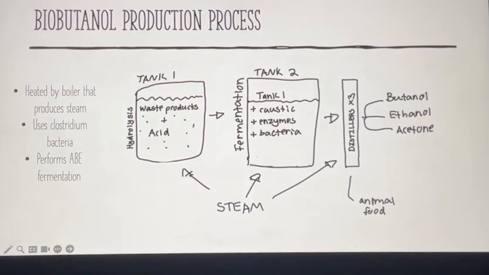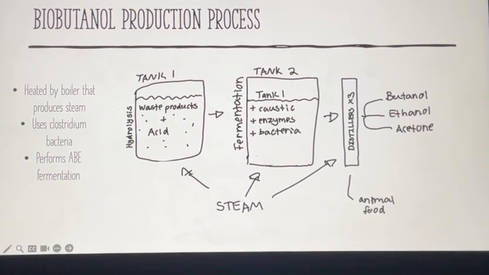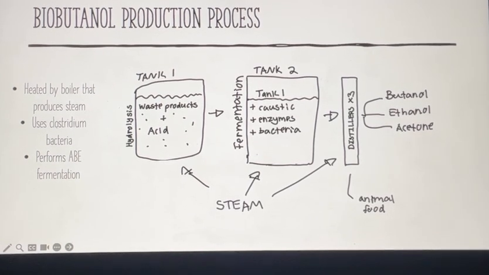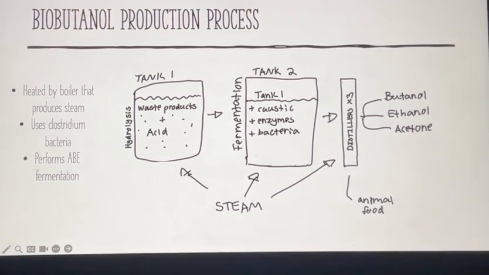Finally, the solution is run through 3 distillers and a condenser to separate the final products: butanol, ethanol, and acetone. Any solid byproduct is dried and may be used as animal feed. Throughout the process, the tanks are heated by steam.